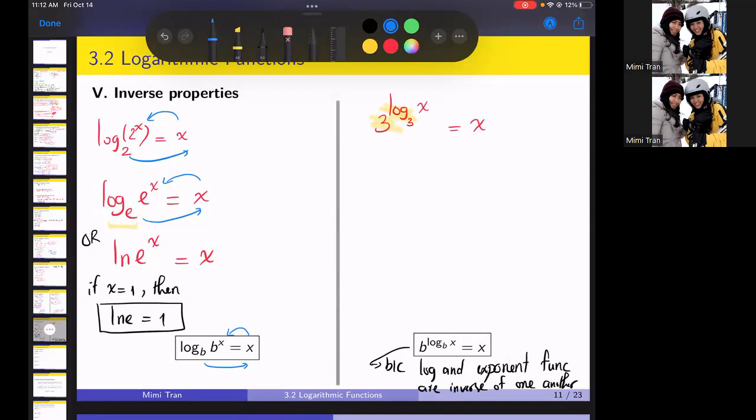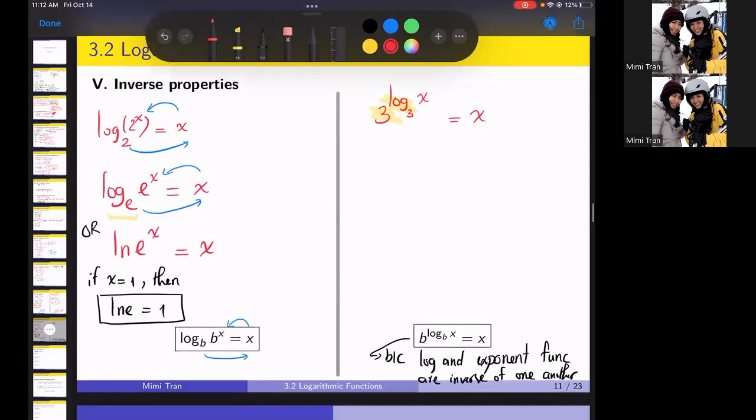Something more elaborate. Not pi, no pi, but how about this? 10 to the log base 10 of x plus 1 equals what? What should be on the right hand side? Yeah, x plus 1. This cancels. Remember what I said? They cancel. So it equals x plus 1. If you understand it, and you're able to give yourself an example, you're good to go.